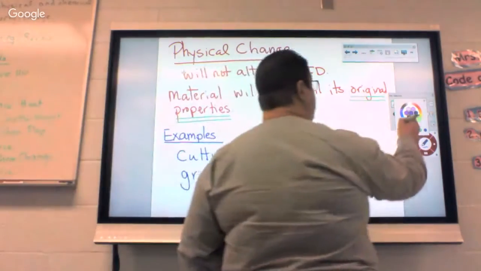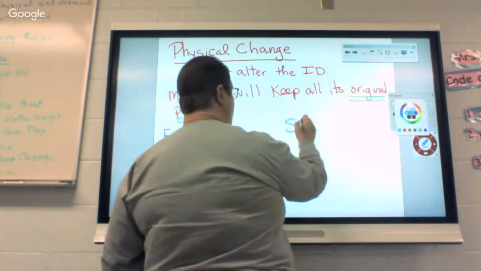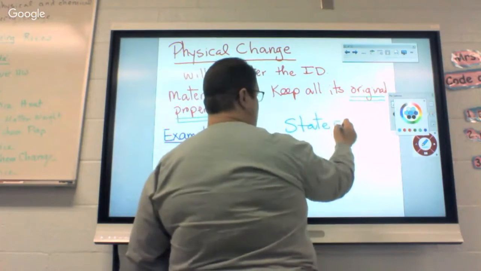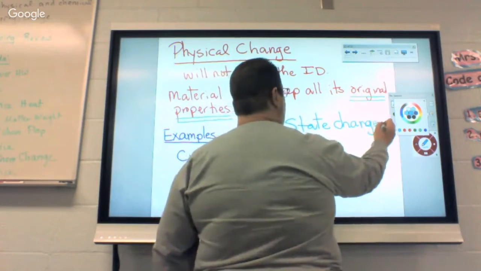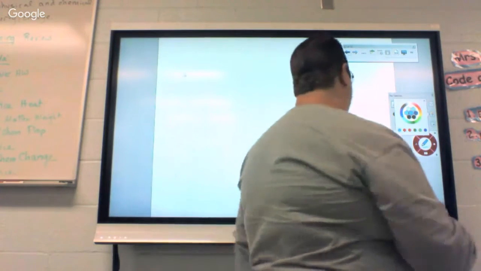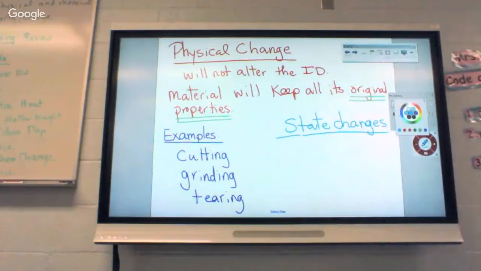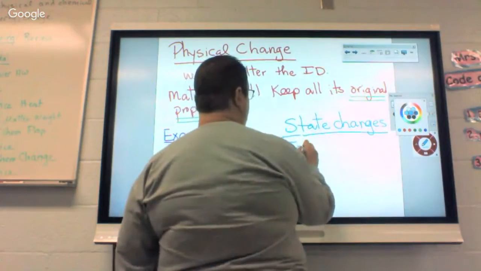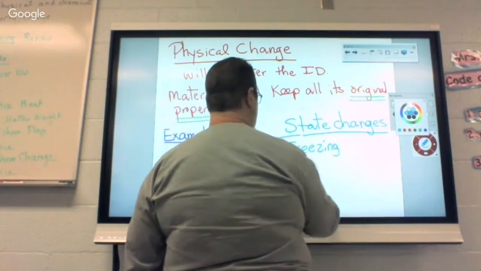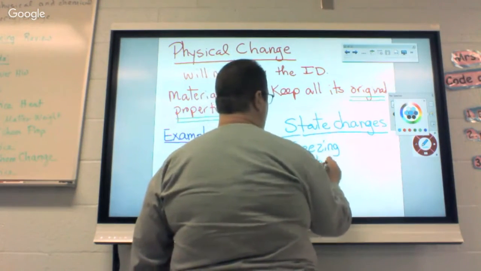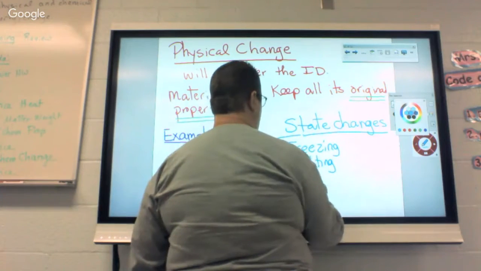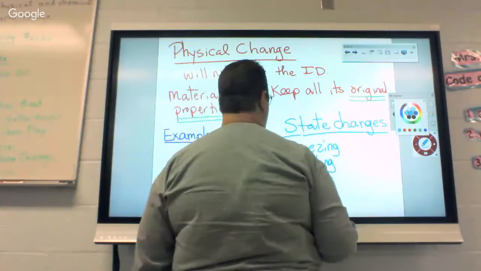Now, the part that confuses students that we'll spend more time with tomorrow are the state changes. Can anybody tell me anything to remember about state changes? We can write down a couple of them maybe before we go. Can anybody tell me the opposite of freezing? Boiling. All right, so boiling changes from a what to a what?